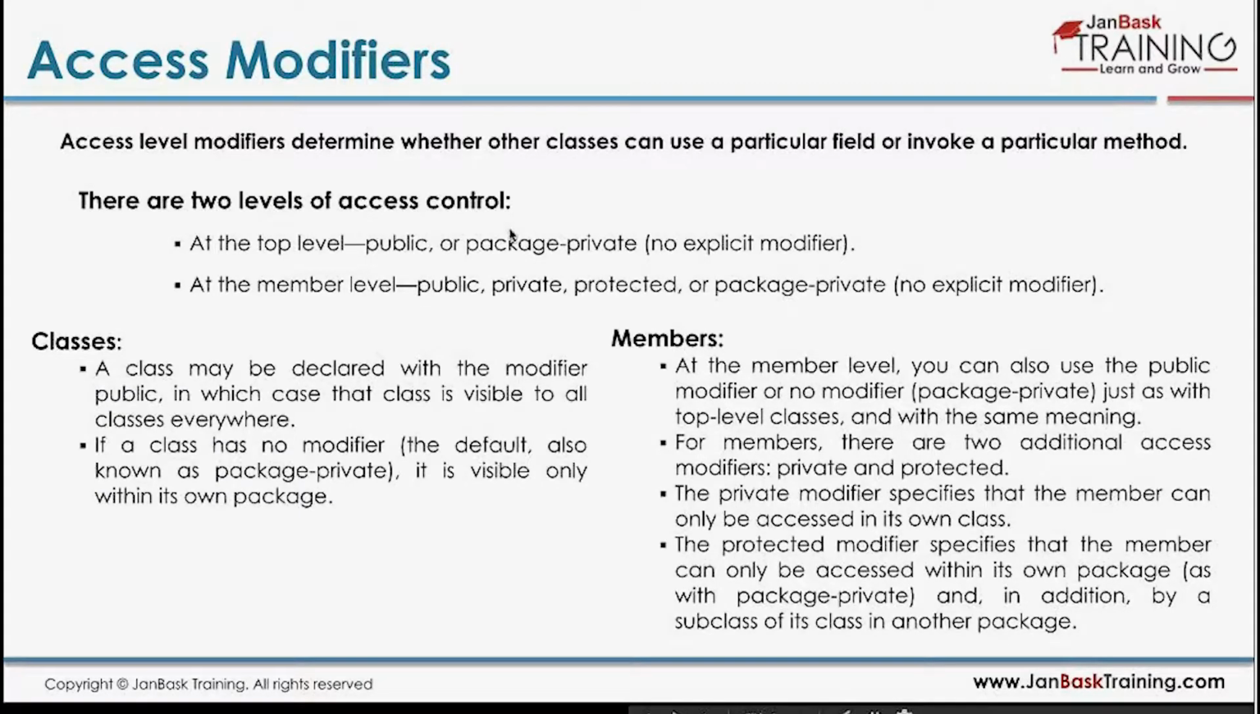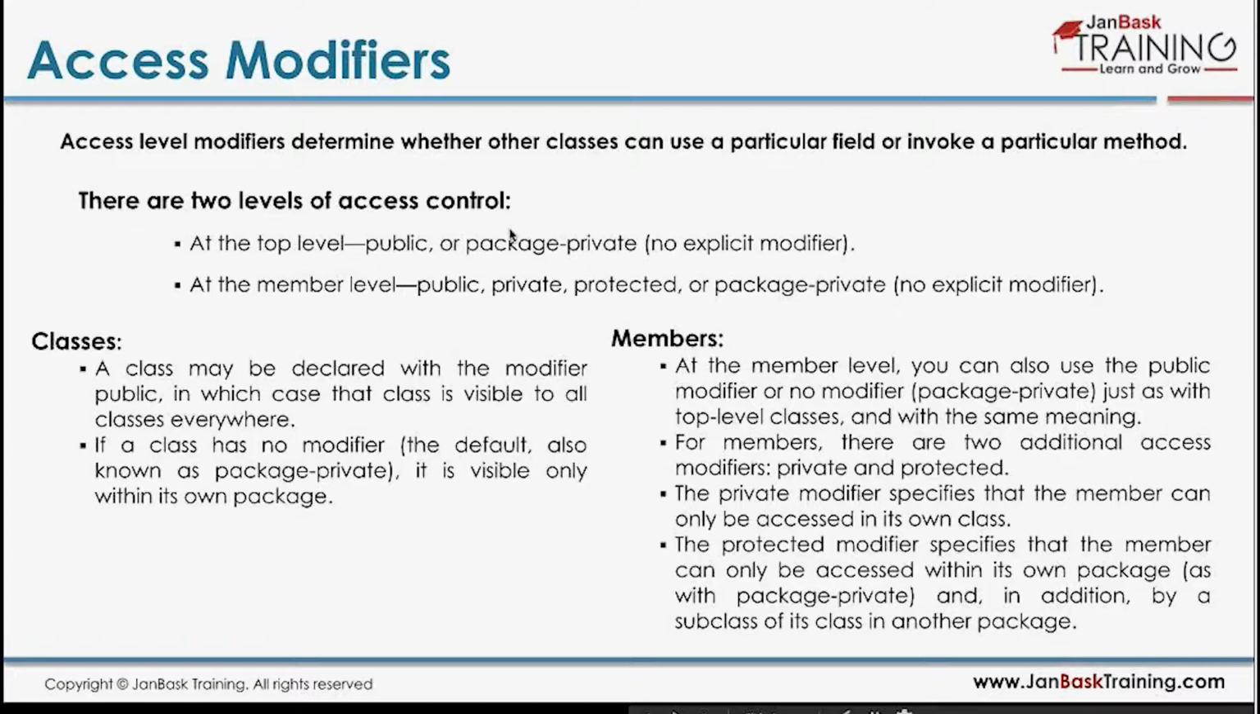Access level modifiers determine whether other classes can use a particular field or invoke a particular method. There are two levels of access control. At the top level, it's public or package-private, with no explicit modifier needed. So when you declare something at the top, you can just say public. Or if you don't specify an access modifier, it's by default package-private, which means that it's available only inside that package and not outside that package. So that's the concept of package-private.